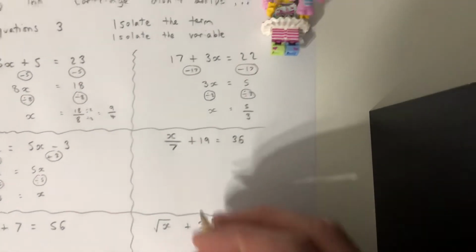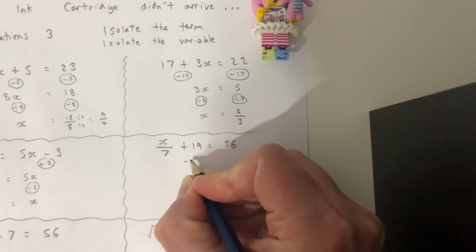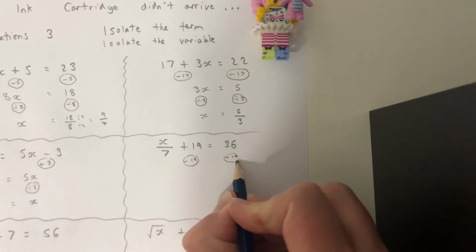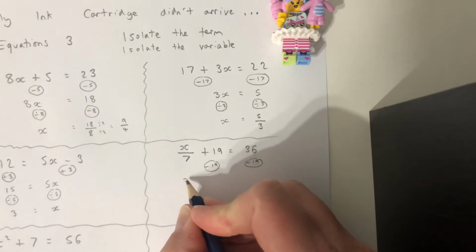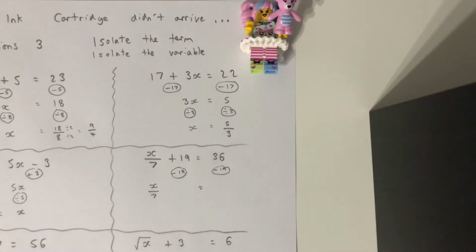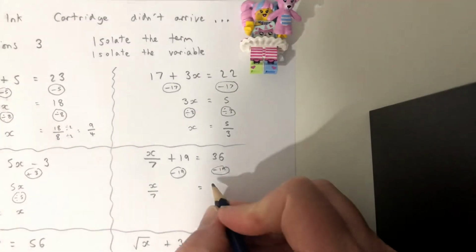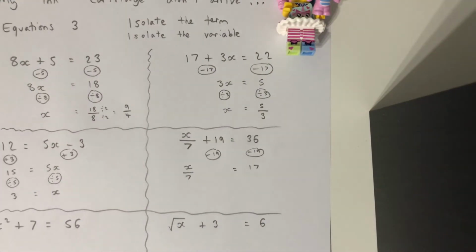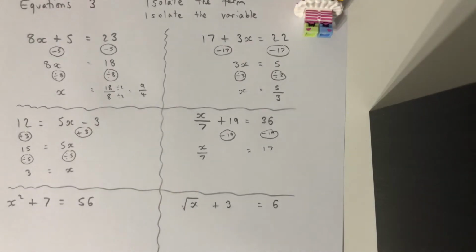What we're going to do is write down the opposite of add 19, which is take away 19. I'm just going to do that to both sides. Again, I'm isolating this term. I'm getting the bit with the x's left on its own. So x divided by 7. We can now do 36 take away 19. For those of you that shouted out 17, you're right. It is 17, okay? And so 17 is 36 take away 19. Now we've got x divided by 7 is 17.